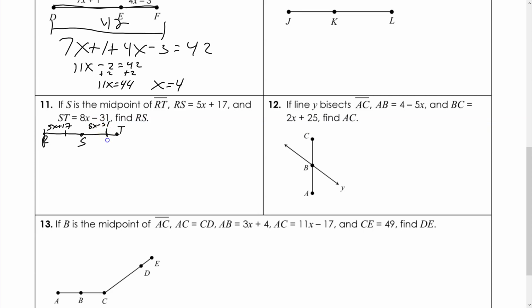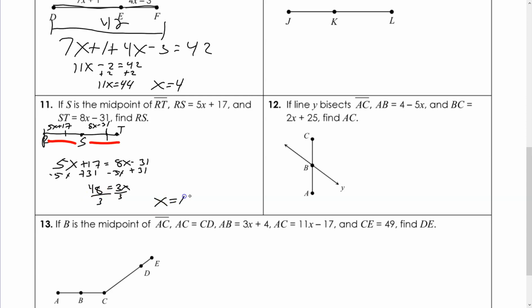Well, if S is the midpoint, that means that this left side is equal to the right side. So we can go ahead and set them equal to each other and solve. So 5x plus 17 equals 8x minus 31. When I subtract 5x, we get 3x. When I add 31, I get 48. When I divide by 3, I'm going to get 16.